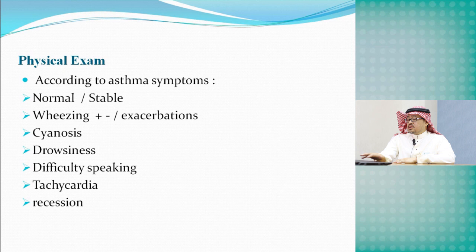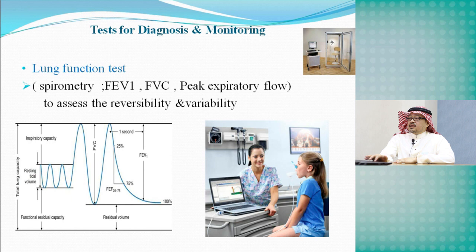Subsequently, we go for the tests which can help in diagnosis and to monitor asthma. We go for lung function tests, especially spirometry, and we focus mainly on the forced expiratory volume in 1 second and forced vital capacity, with the value of the peak expiratory flow, mainly to assess the reversibility and the variability, as shown by this graph.